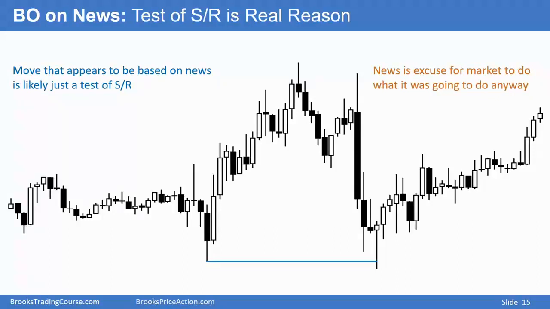Television likes to say news causes moves. It does not. It sometimes can be a catalyst that begins a move, but any move that you see is simply a probe of support and resistance, the market looking for fair price.